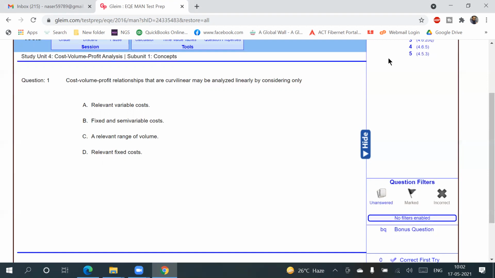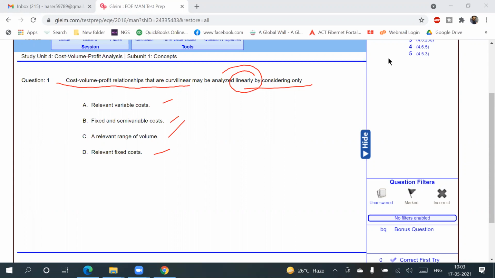All right, so let's get started. We have the first question in here. The cost volume profit relationship that are curve linear may be analyzed linearly by considering only: first option, relevant variable cost; then fixed and semi variable cost; and then a relevant range of volume and relevant fixed cost. I hope that you have paused this video and answered the question.